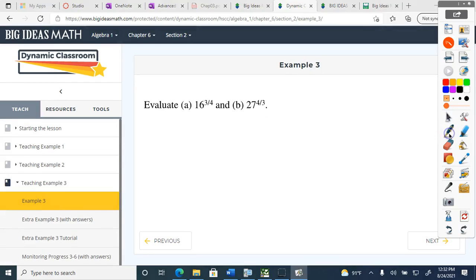Someone asked this earlier. Do you ever have fractions without a 1 at the top? So here they are. Okay? You do the same thing. You can put it in your calculator. I'm going to show you how.